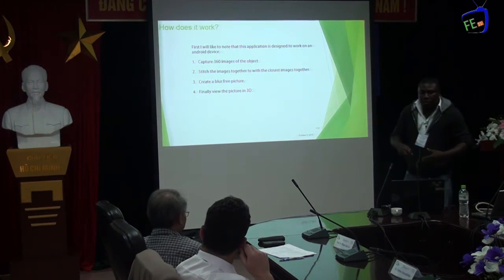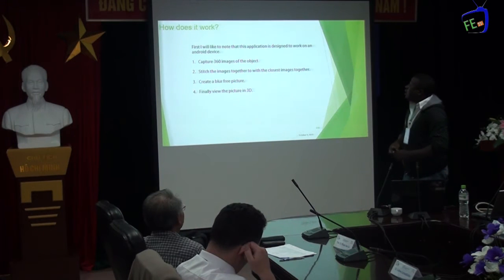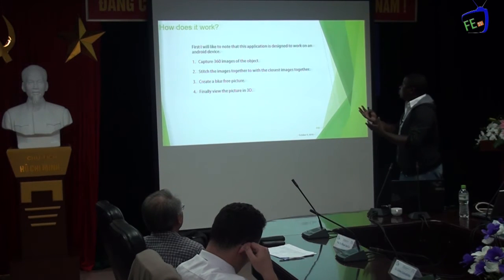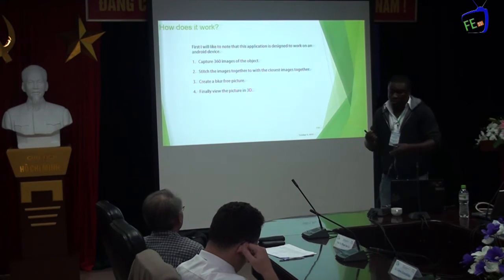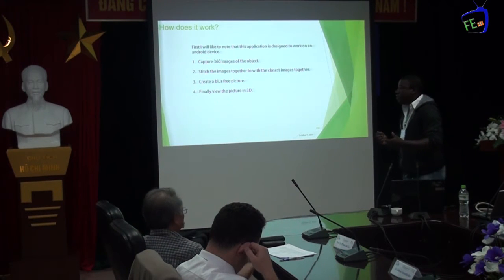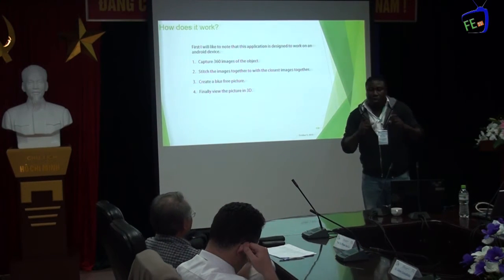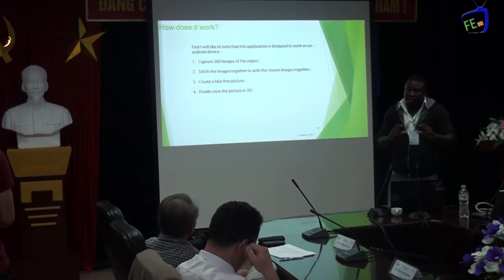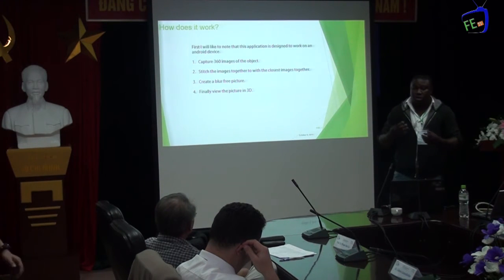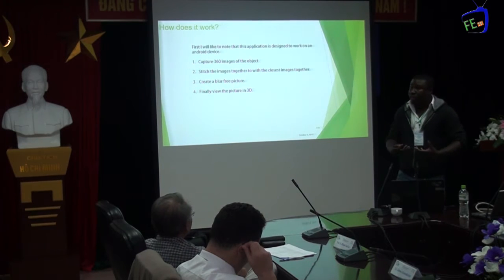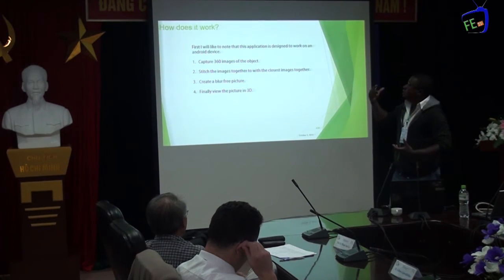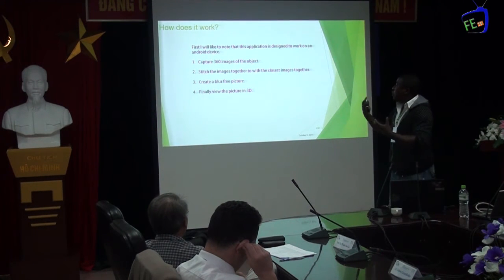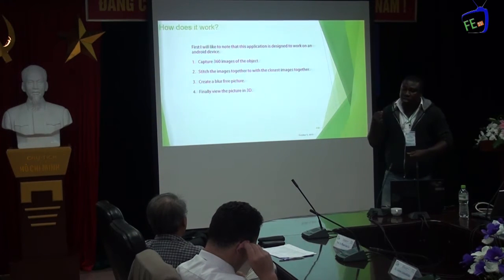Okay, so first off, I would like to note that this application is actually designed to work on an Android device. How does it work really? When you have the app on your phone or any Android device via camera, you take 360 images. Actually, you're not the one taking it. The app does that for you, and stitches together these images and creates a blur-free picture. Finally, you get a 3D image.